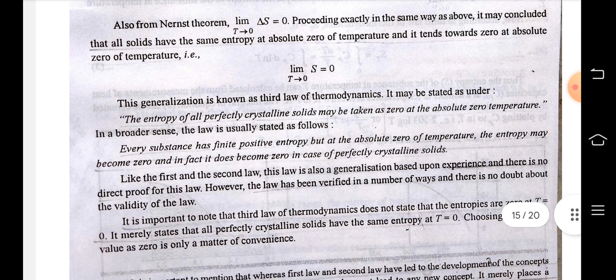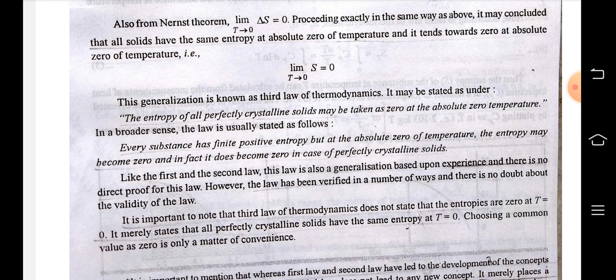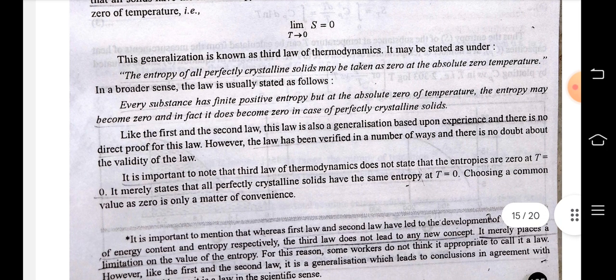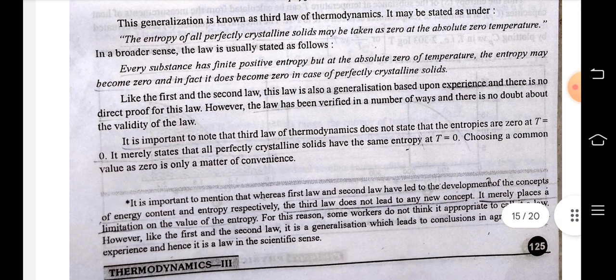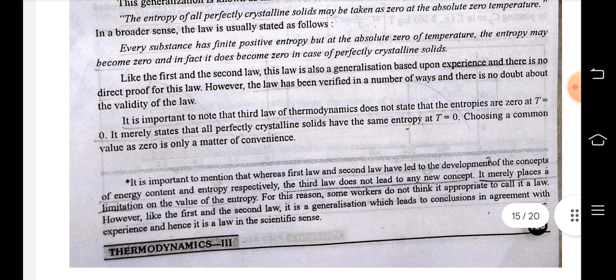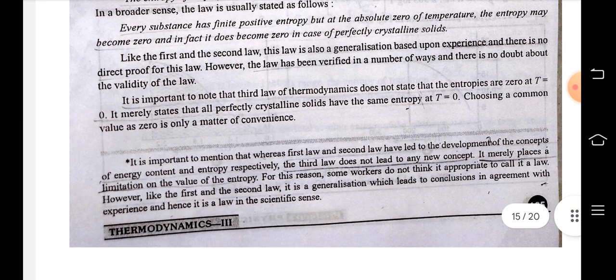It may be stated as under: the entropy of all perfectly crystalline solids may be taken as 0 at the absolute 0 temperature. In a broader sense, the law is usually stated as follows: every substance has finite positive entropy, but at the absolute 0 of temperature, the entropy may become 0, and in fact it does become 0 in case of perfectly crystalline solid. Like the first and the second law, this law is also generalized based upon experience, and there is no direct proof for this law.